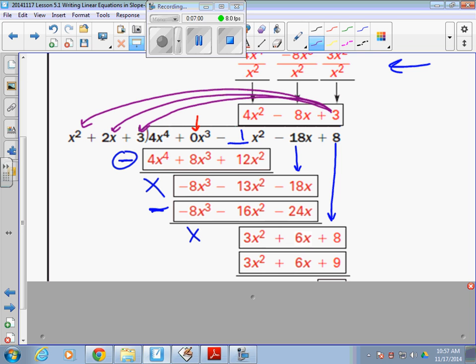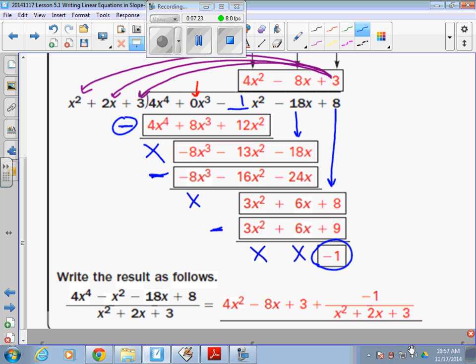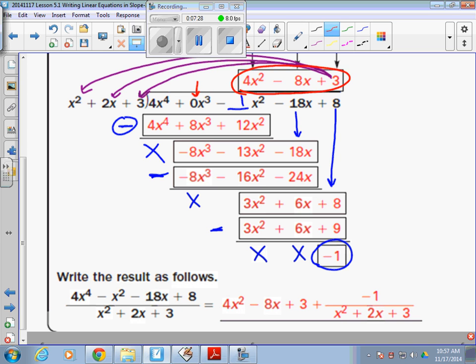So again, we're going to subtract them here. 3x squared minus 3x squared, again, is going to cancel that out. 6x minus 6x cancels that out. And then 8 minus 9 gives you a remainder of negative 1. So your quotient is everything that's at the very top, 4x squared minus 8x plus 3. And again, that's just taking this part here and then putting the remainder plus negative 1 over the original thing that was the numerator. And again, I know this is extremely tedious.